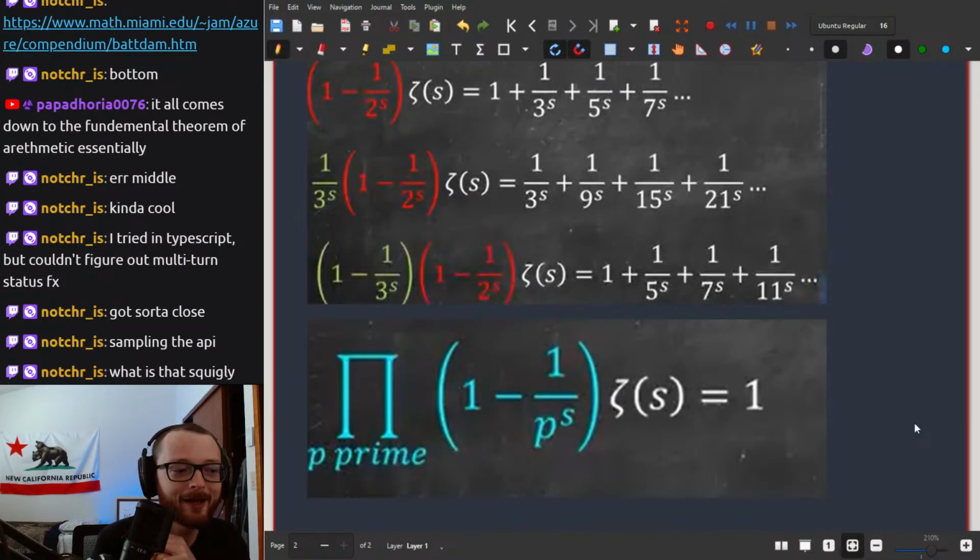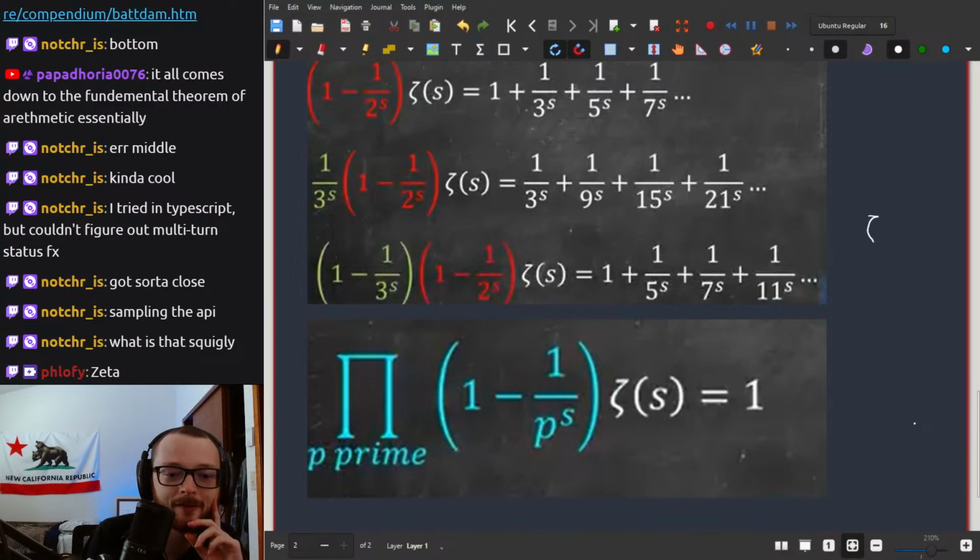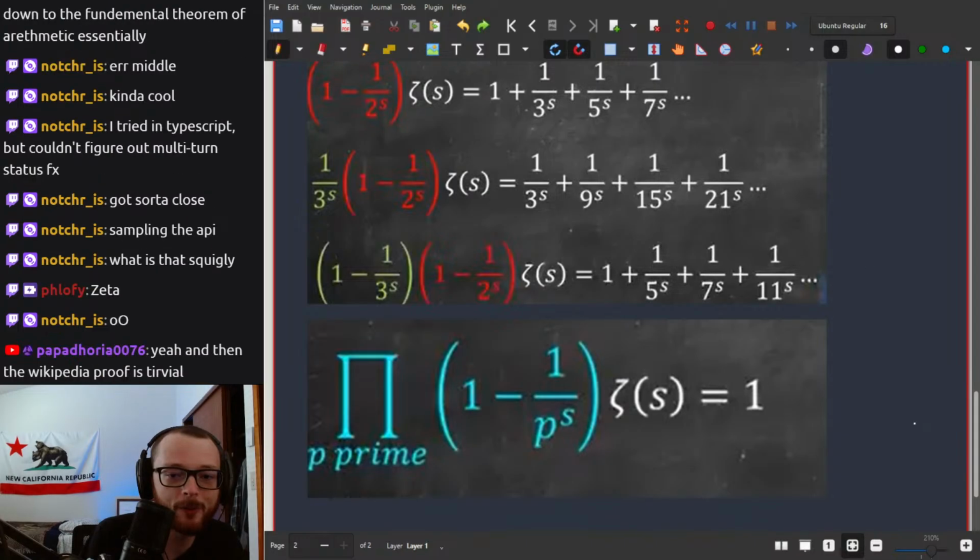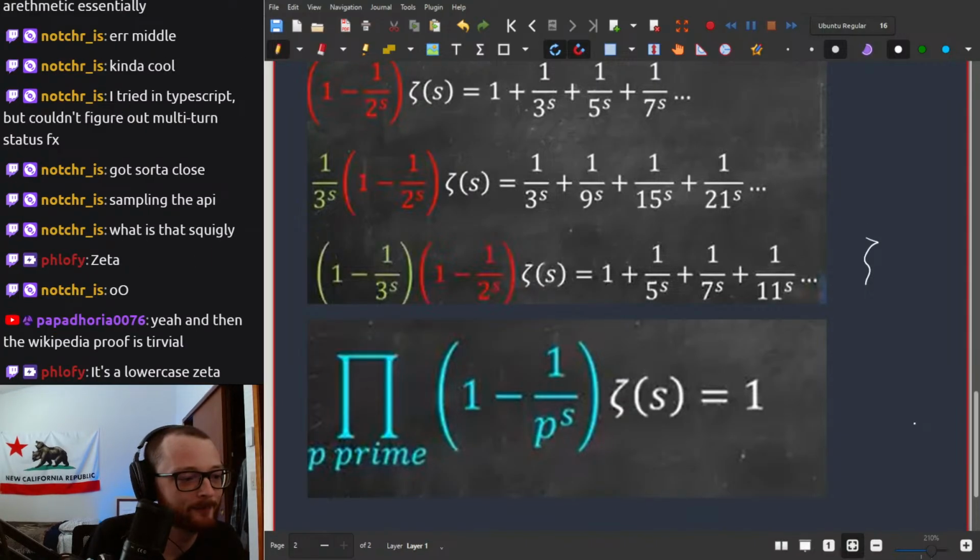What is that squiggly? It's the Greek letter capital Zeta. It's really hard to draw. Or wait, no, I think it's lowercase zeta. Yeah, thank you, Fluffy. It stands for the Riemann zeta function.